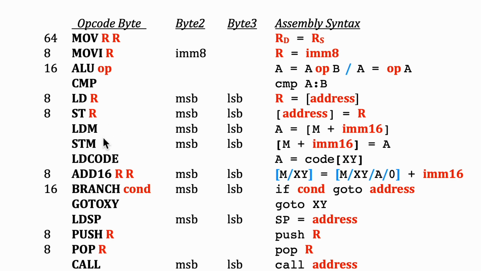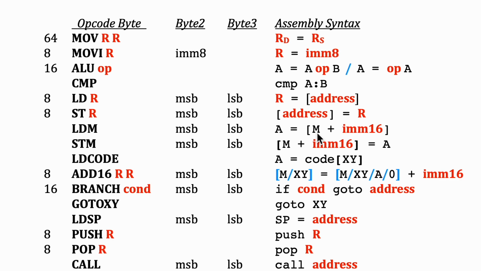We also have a load M and a store M instruction. These are 3-byte instructions, and the 16-bit immediate value is added to the contents of the M register to form the address, and a byte is moved from data memory into the A or accumulator register in the case of the load M instruction, and it's moved from the accumulator into memory in the case of the store M instruction.